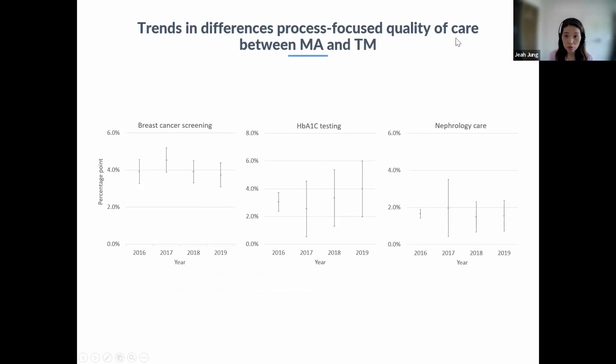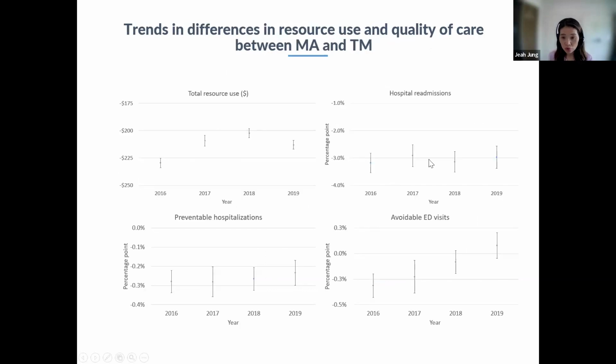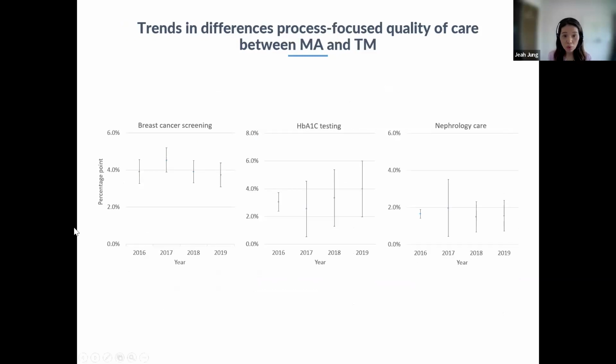Now, process-focused quality of care measures. This is to show that the decrease in hospitalizations or ED visits is not really driven by restrictive utilization management by MA plans. We looked at some recommended care service use, and here you can see the MA enrollees had higher utilization rates for these recommended services, such as breast cancer screening or some testing. And over time, we do not see much difference.